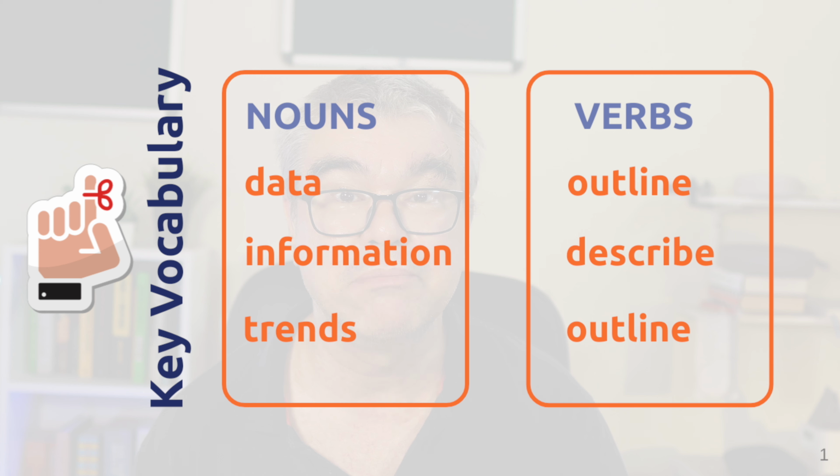In addition to these verbs, there are also 3 nouns that will be very useful in writing your topic sentence. Here are the 3 useful nouns you can use, and once again, yes, there are others, but these 3 are probably the most useful. Data, information, trend, or trends. Now that we have the vocabulary in place, we can look at some example topic sentences.